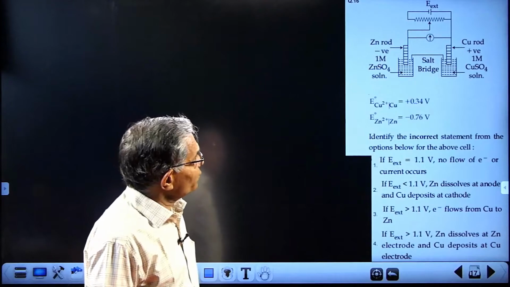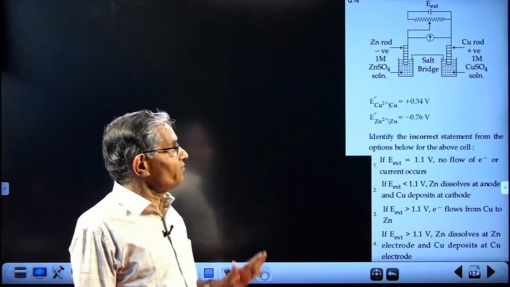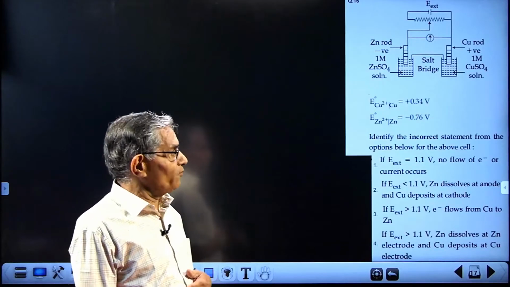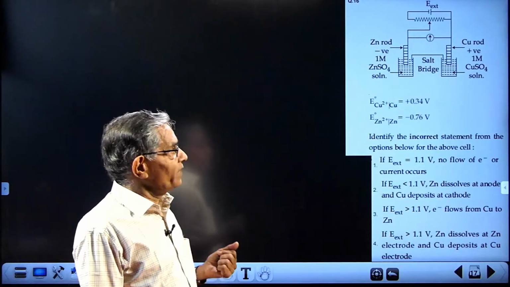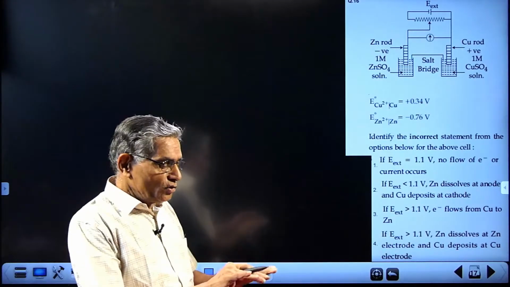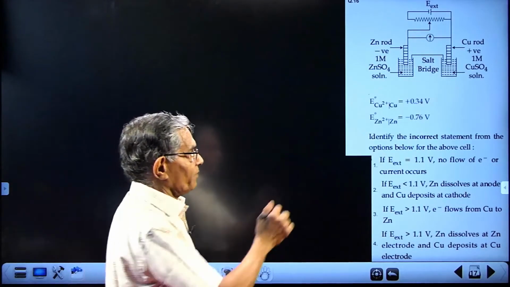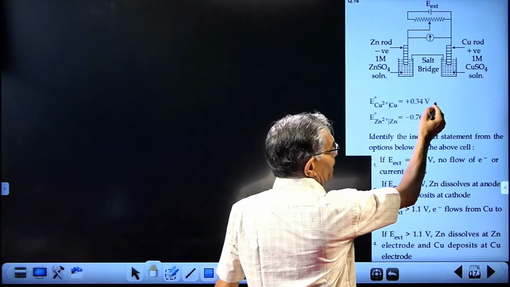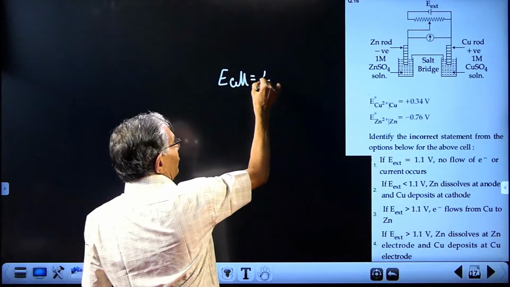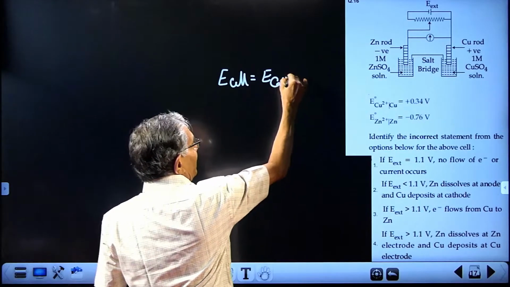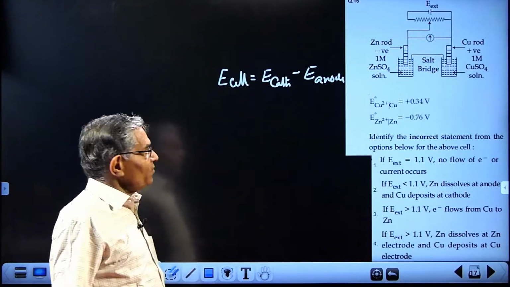Next, question 16, taken from the EMF chapter, electromotive force. A fundamental principle of a reversible cell is that when the cell is set up, it will be producing a reversible EMF, and that value is obtained by the formula E cell equals E cathode minus E anode.